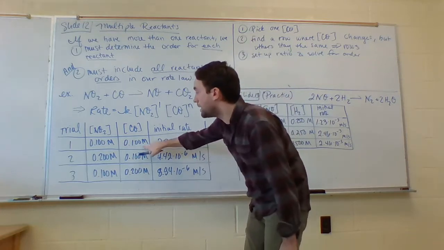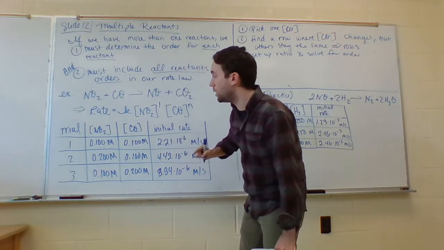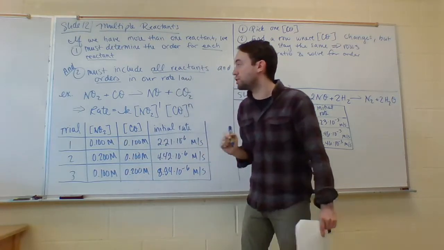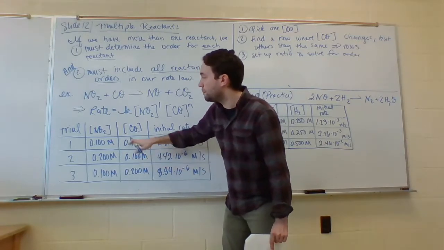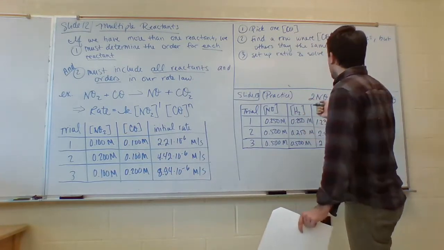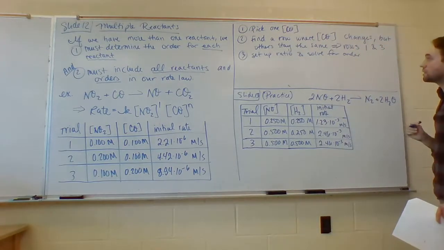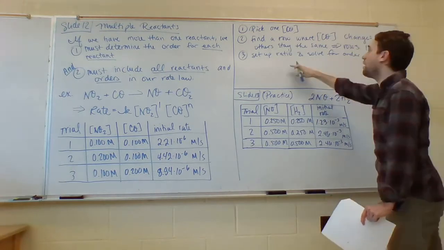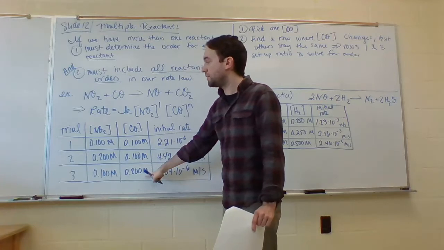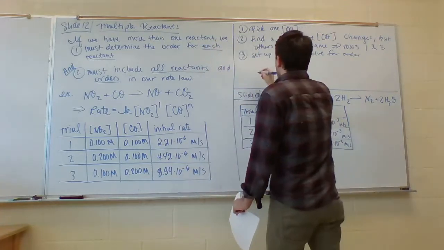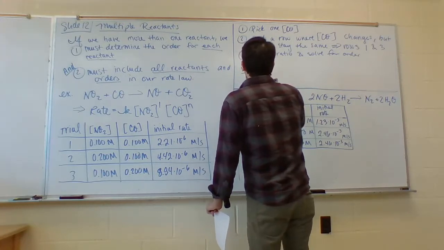But notice that 1 and 3 are different in my concentration of CO, but they have the same concentration of NO2. So my CO changes for 1 and 3, but my NO2 does not. So that satisfies it, and we can use rows 1 and 3. Now, let's set up our ratio and solve. We're going to pick the bigger of the concentrations and put that on top. So we're going to put row 3 over row 1.